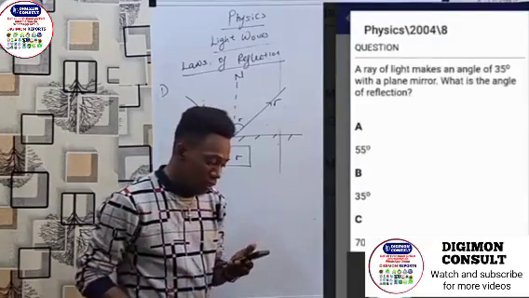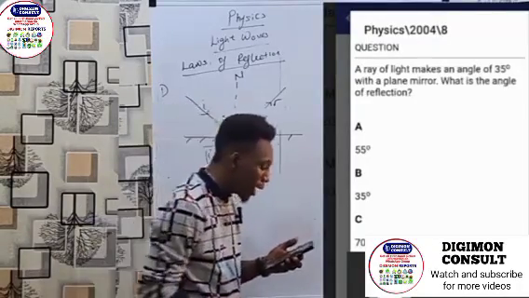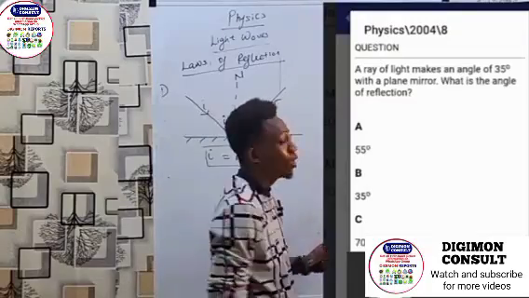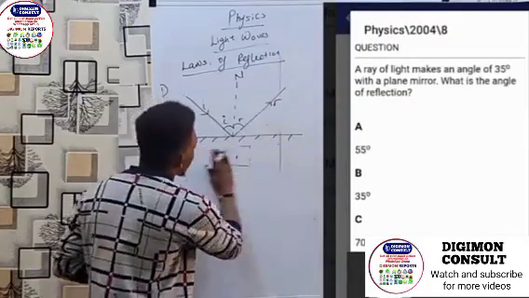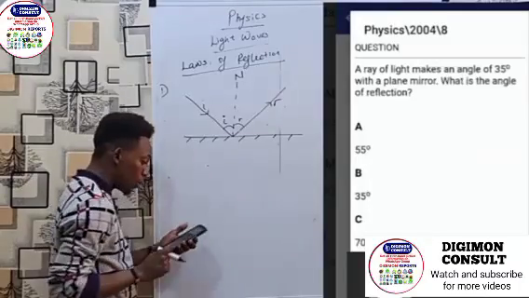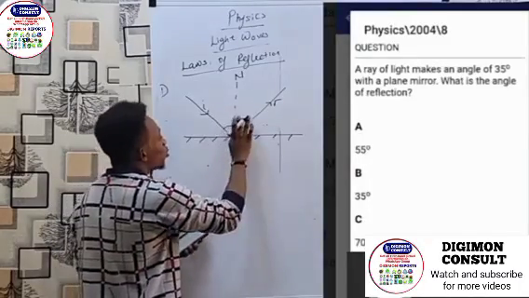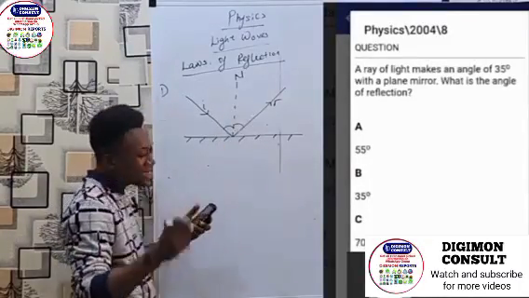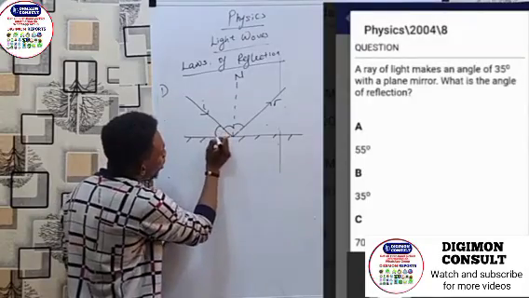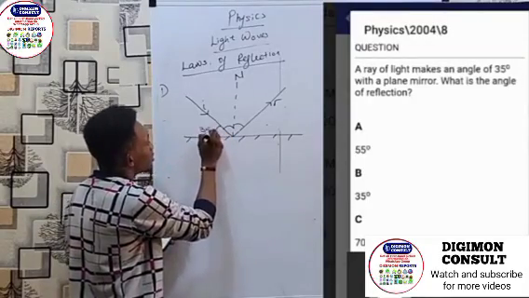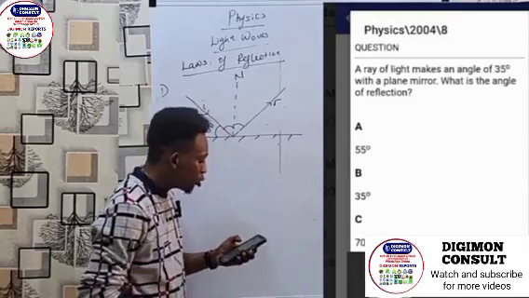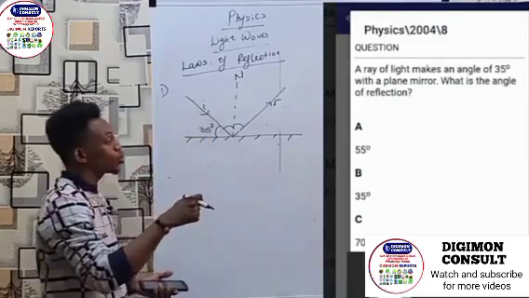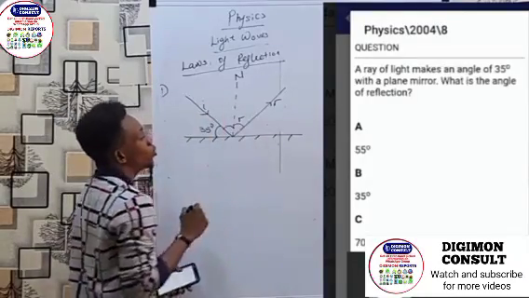Now this question says, a ray of light makes an angle of 35 degrees with the plane mirror. Which means, if I also use the same diagram to analyze, we are being told that it makes an angle of 35 degrees with a plane mirror, which means here is 35 degrees. That's our 35. We are being told to find the angle of reflection, which is this angle.